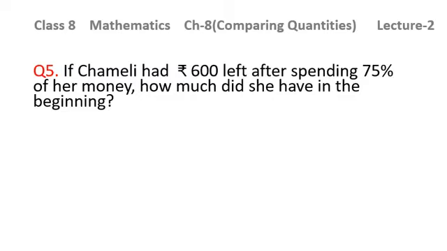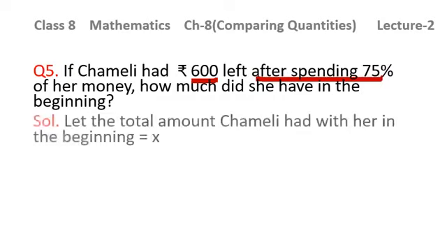Coming to question number 5. If Chameli had rupees 600 left after spending 75% of her money, how much did she have in the beginning? We need to find out the money which Chameli was having in the beginning. Let us see. Let the total amount Chameli had with her in the beginning be rupees x. We have taken it as x.